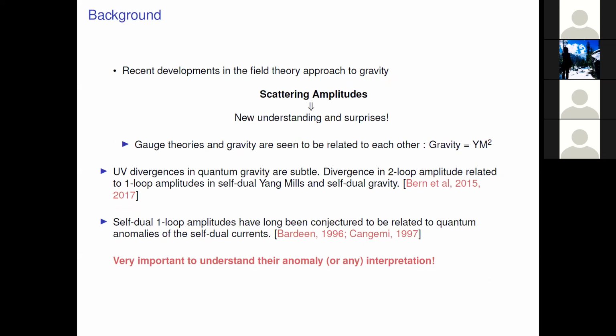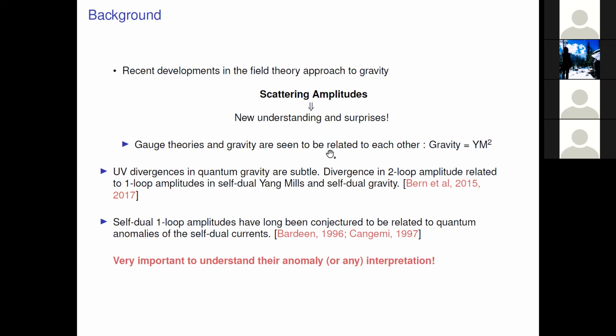So in spite of the failure of the quantum field theory approach to gravity, there have been recent surprises and understanding in the field of scattering amplitudes over the past few decades. For example, there are many interesting conceptual ideas that have been put forward. For example, the scattering amplitudes of gauge theories and gravity are seen to be related to each other via the squaring relation, gravity equals Yang-Mills squared.